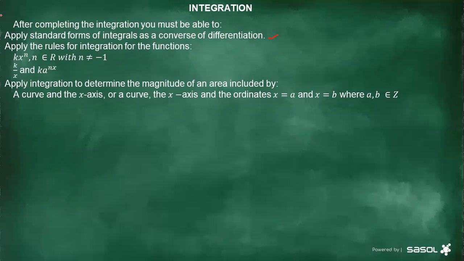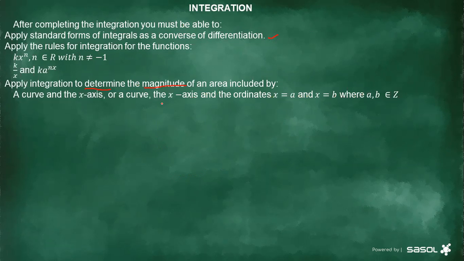And then the other point says apply the rules of integration for the functions, and then apply the integration to determine the magnitude of an area included by a curve and the x-axis, or a curve, the x-axis, and coordinates x equals a and x equals b, where a and b are integers. But today we are not going to be focusing on determining the size or magnitude of the area. We are just going to have a question under integration and apply the rules of integration, and let's see how we do that.